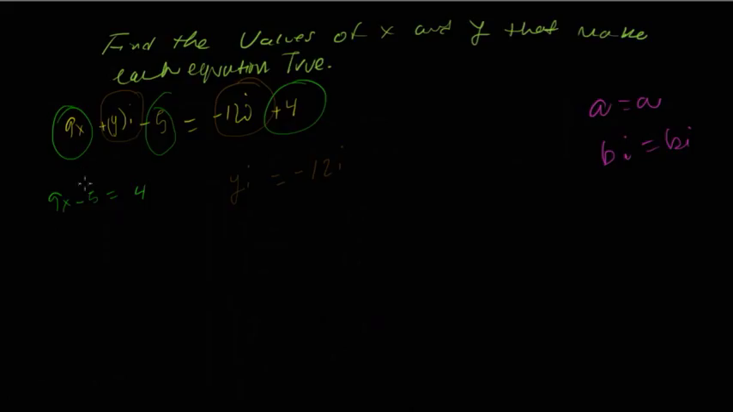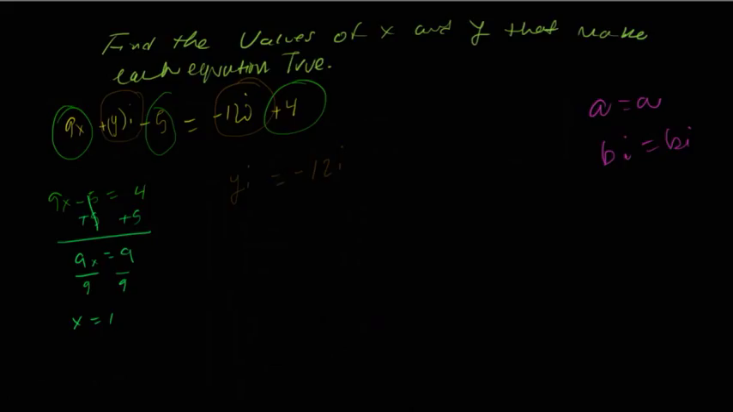Well, this is just a regular two-step equation, so all we have to do here is add 5 to both sides. Add 5, add 5. Then these will cancel, of course, leaving me with 9x is equal to 9. We divide both sides by 9. We have x is equal to 1.